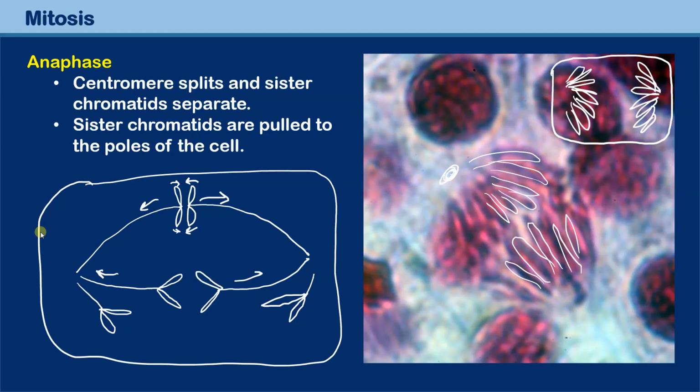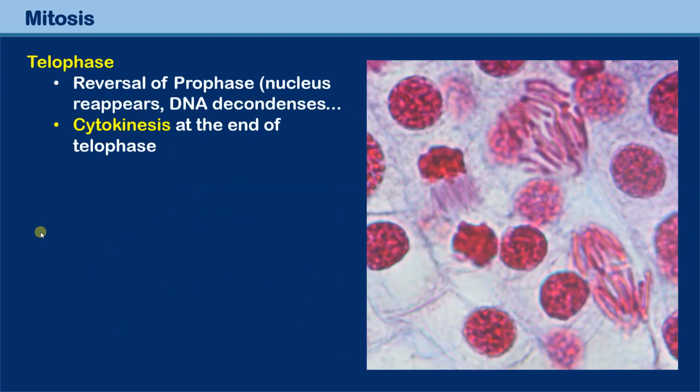This happens to be the last stage, and is known as telophase. And telophase is easy to remember because it's a reversal of prophase. So the nucleus reappears, the DNA decondenses to form chromatin again, and you have a process called cytokinesis at the end of telophase. Now let's have a look at this picture over here on the right.